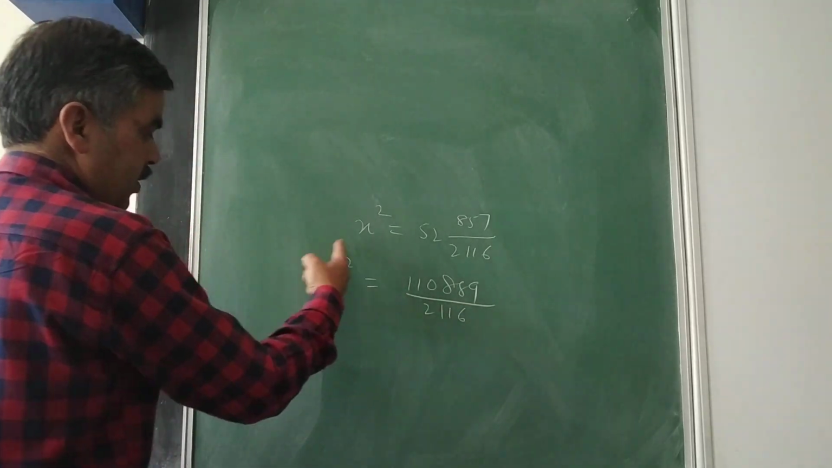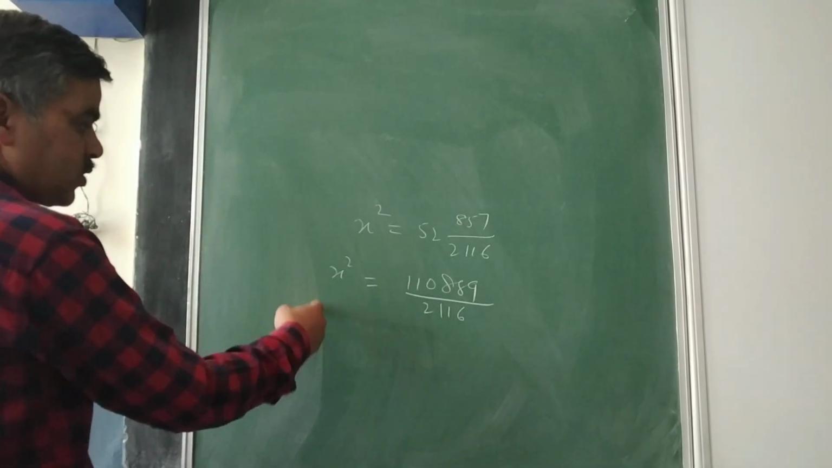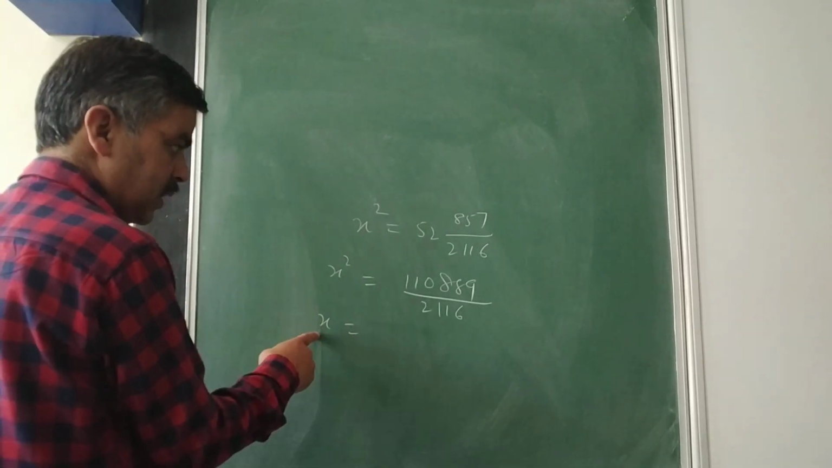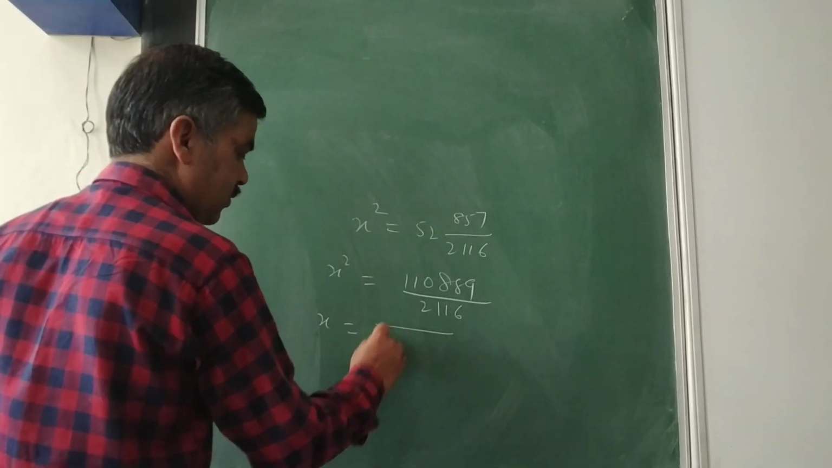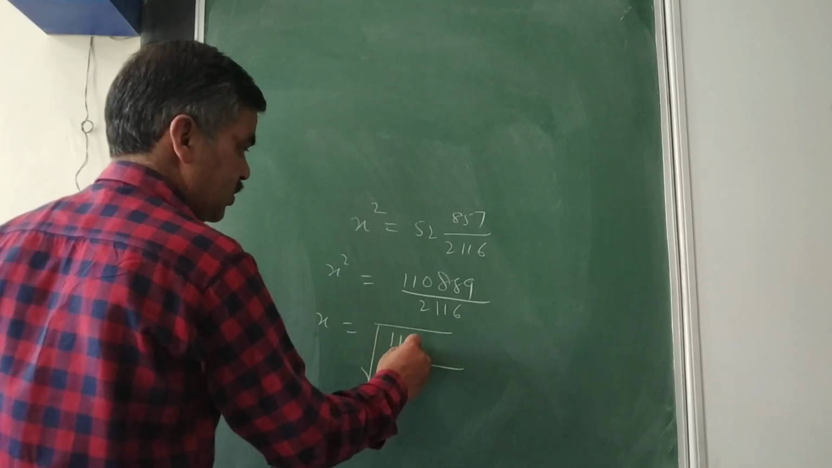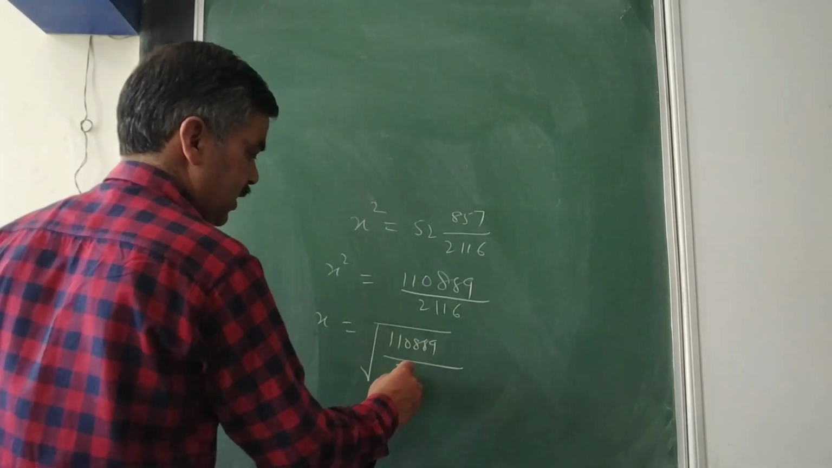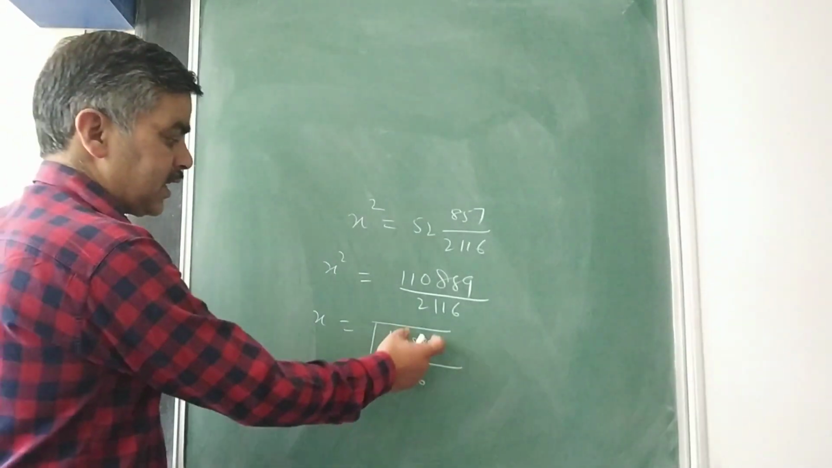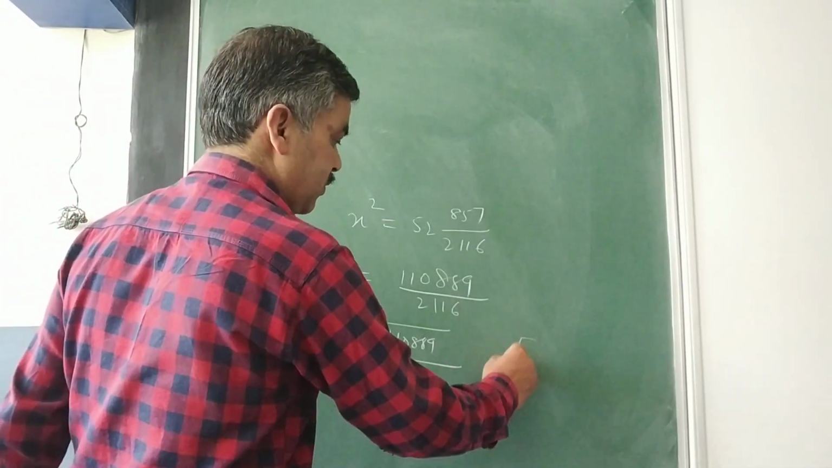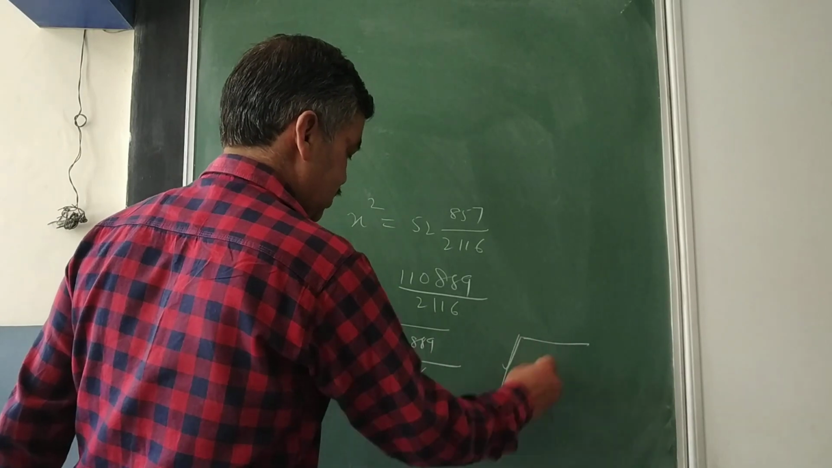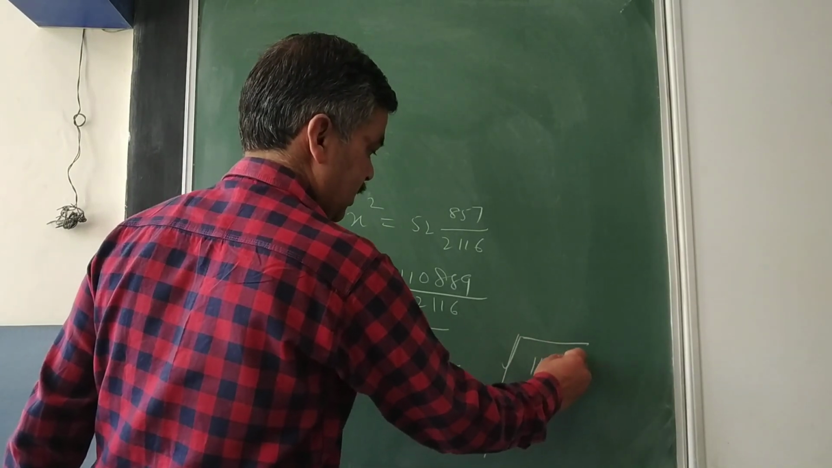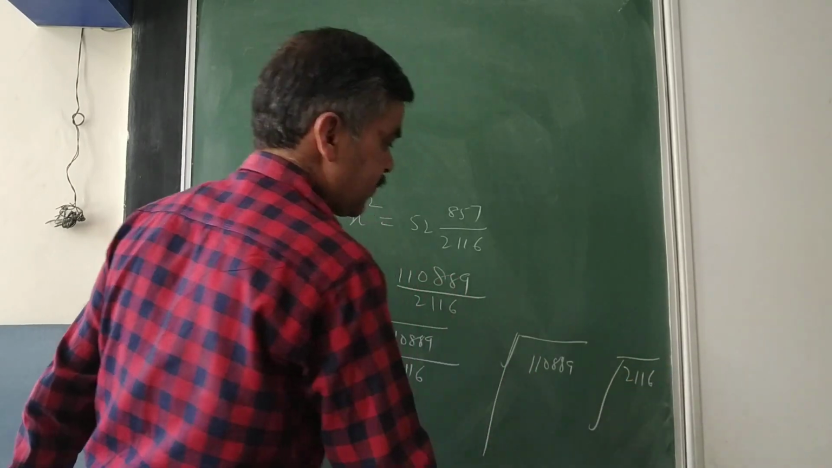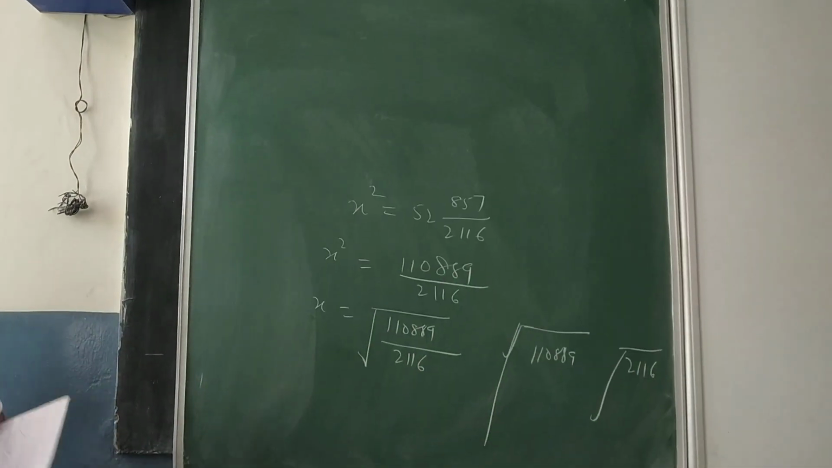I told you to get the value of x, you need to take the square root of both the sides. Then the square root of x square will become x, and the square root of this side will be the square root of 110,889 and the square root of 2116. Do not go for any cancellation. Find the square root of this separately, that is 110,889 and 2116. Follow the procedure whatever I have explained to you.